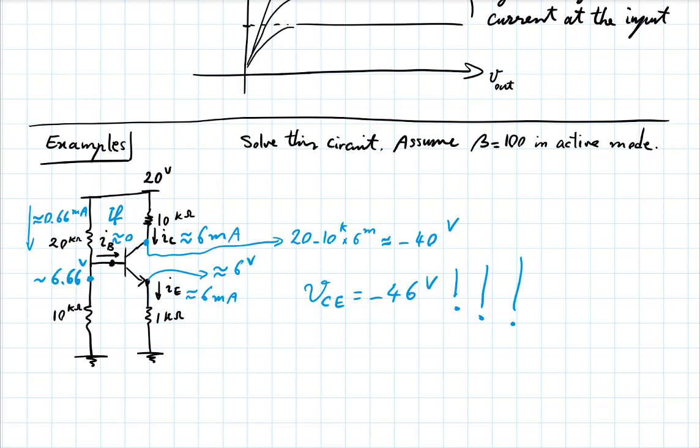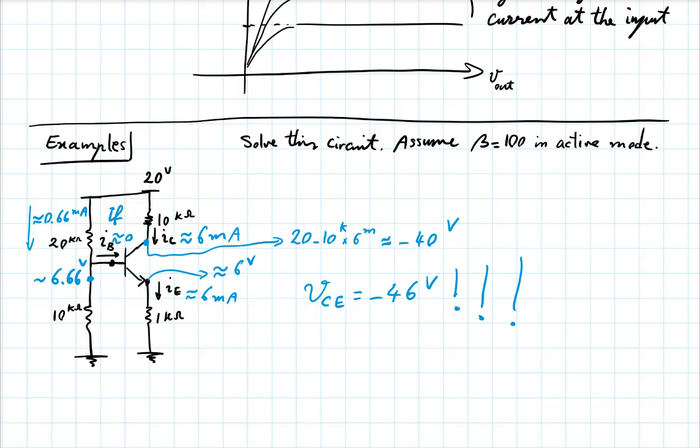I would still have to verify the assumption that the base current is pretty small. In that case, my base current being 100 times less than 6 milliamps would be 0.06 milliamps. Certainly compared to the current that's going through those two resistors, that was a small current, about 10 times smaller. Not a bad approximation. So if I made that 10K resistor smaller, this thing would more or less work out.